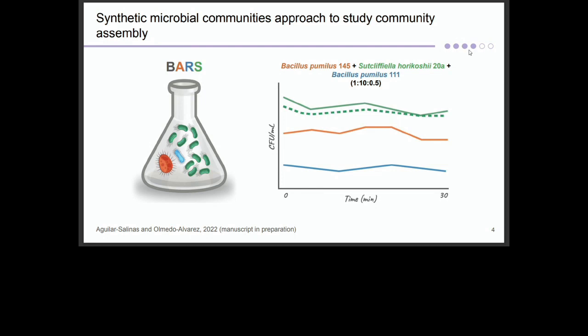And this model, because not all of the other combinations were predictable, and this one was really special. So we call this the bars model. That is from Bacillota antagonist, resistant strain, and the sensitive one. So if I mention bars, I'm talking about this.